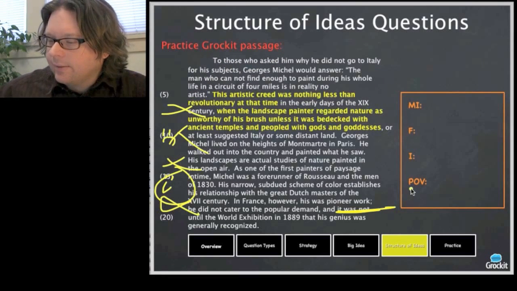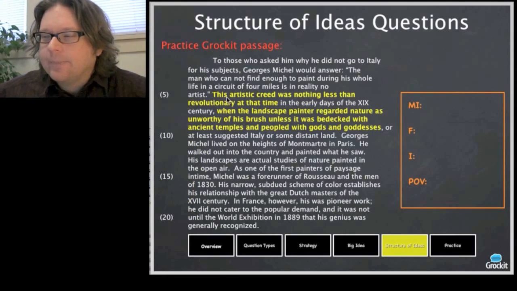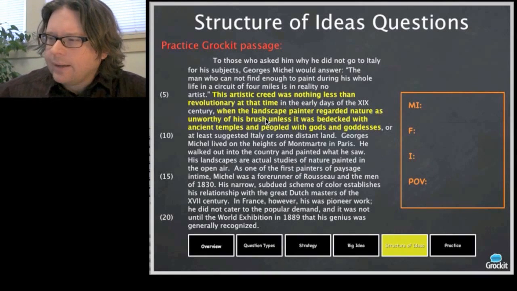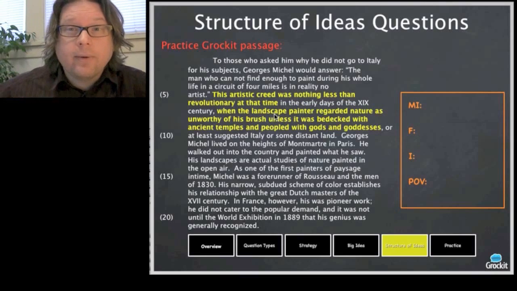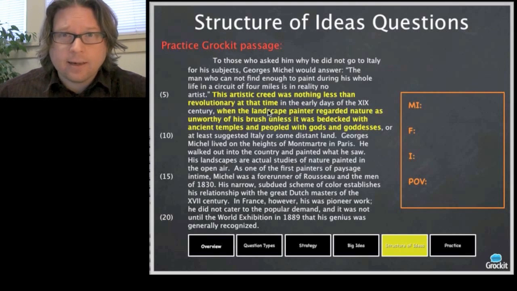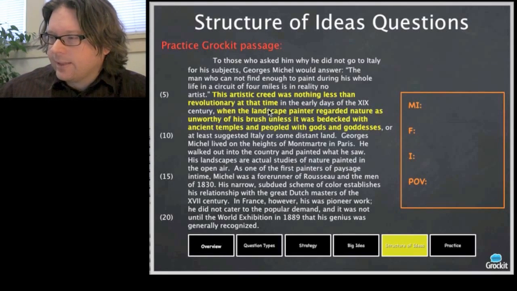Just to review, without the junk on the screen, there's an artistic creed that was revolutionary. The author thinks that. And then we're hearing about this time when the average landscape painter didn't want to paint the landscape unless there were ruined temples and stuff. So that's a context. Totally the choice we just had.